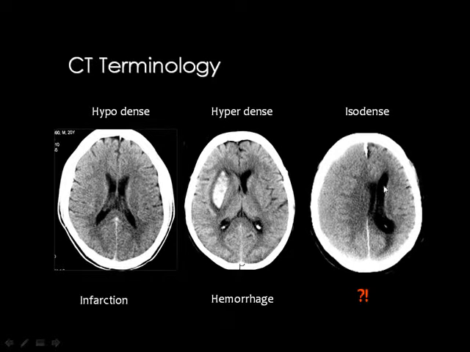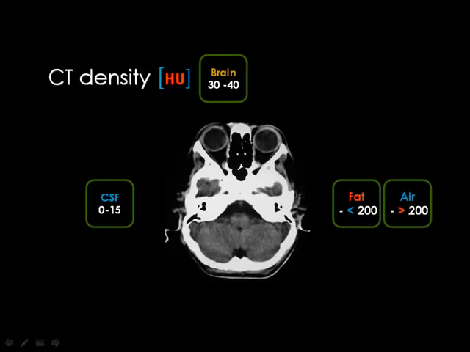But if you see that the right ventricle is compressed and shifted to the left side, then you know that there should be a lesion here that has compressed the ventricle and displaced it to the opposite side. And since you don't see a lesion, you consider it an isodense lesion. Then, why do the lesions appear hypo, hyper, or iso?